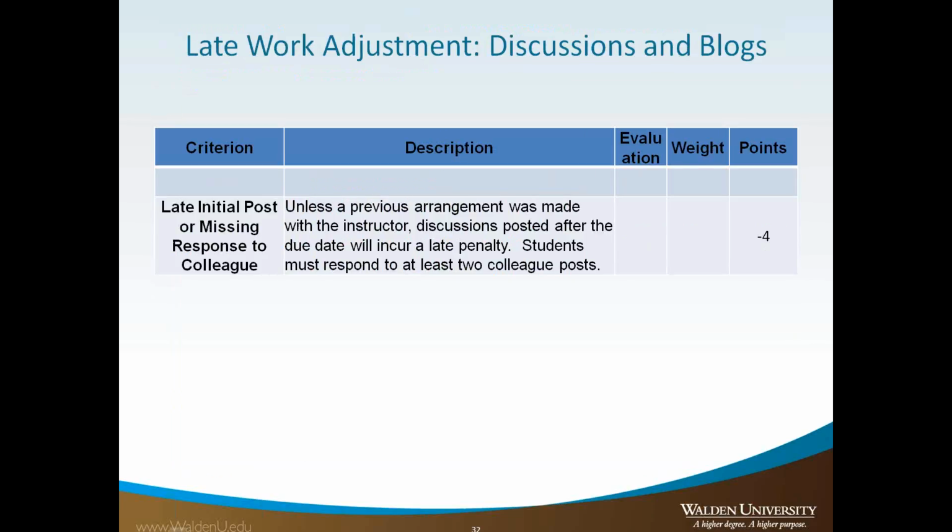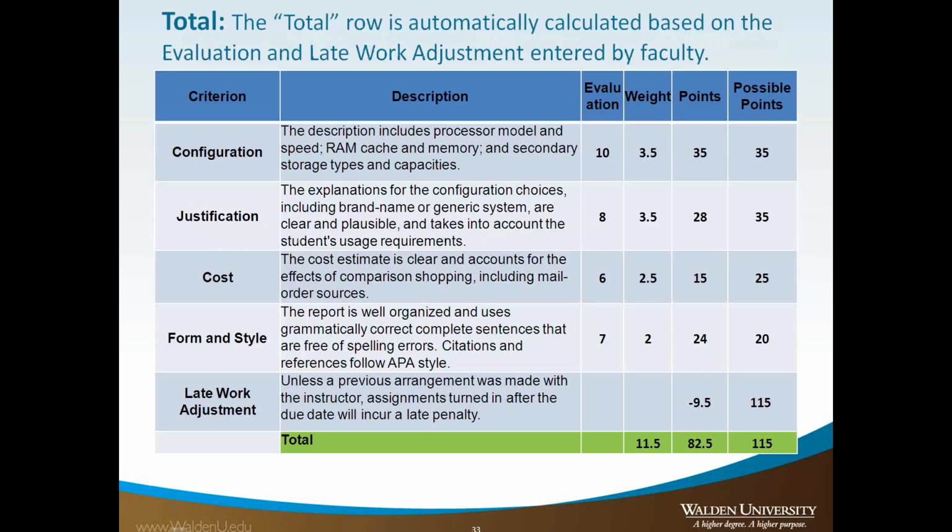For discussions, there's a little more involved. It's not only whether the initial posting is late, but in our program, BSIT and BSCIS, we almost always expect students to respond to at least 2 colleagues' posts. What if they only respond to 1? You have the option of taking points off, or if they respond to none. Again, it's important that you post to the students in the announcement what your expectations are here and how many points it's going to cost them. Okay, next item.